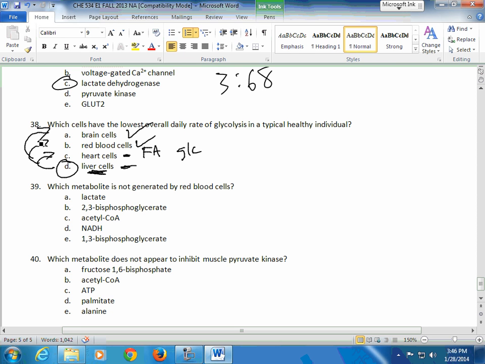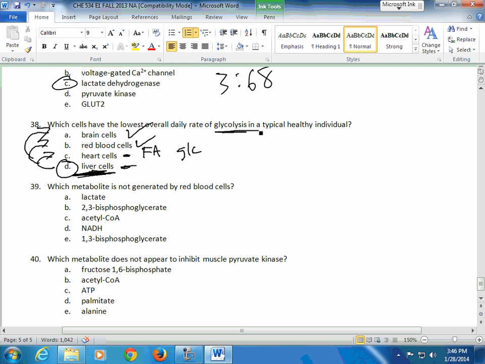So I can't really point to any particular slide on this one. It's trying to understand the concept that if the liver has to make glucose for the rest of the body when you're not eating glucose, then it's going to be using glucose via glycolysis the least amount. It's a trickier one as well.